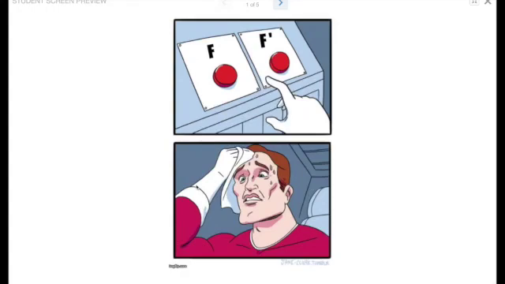Hello everybody, let's talk about f and f prime. The prime changes everything about the question. So it's really important that you understand, when you see the f prime symbol, what you're looking for.